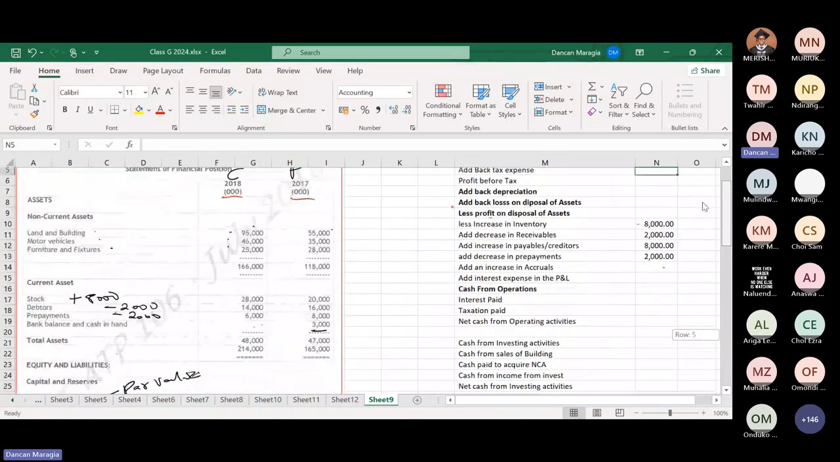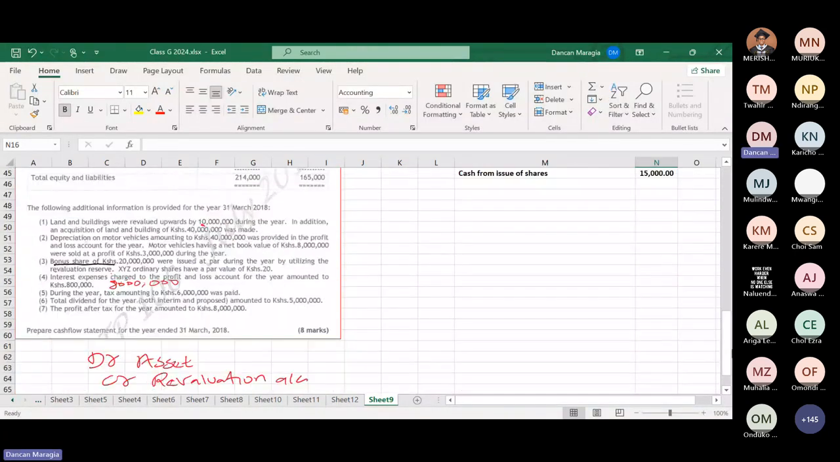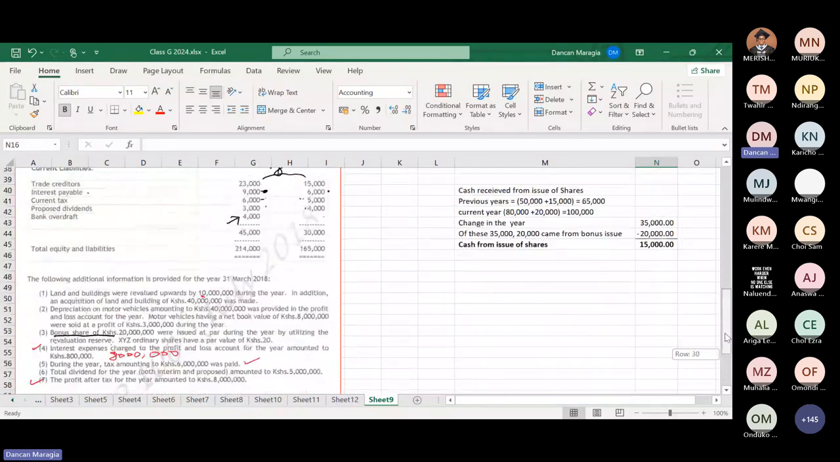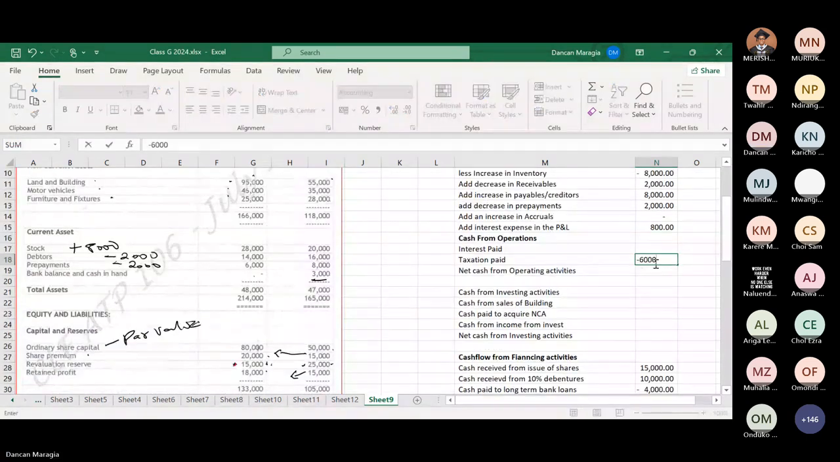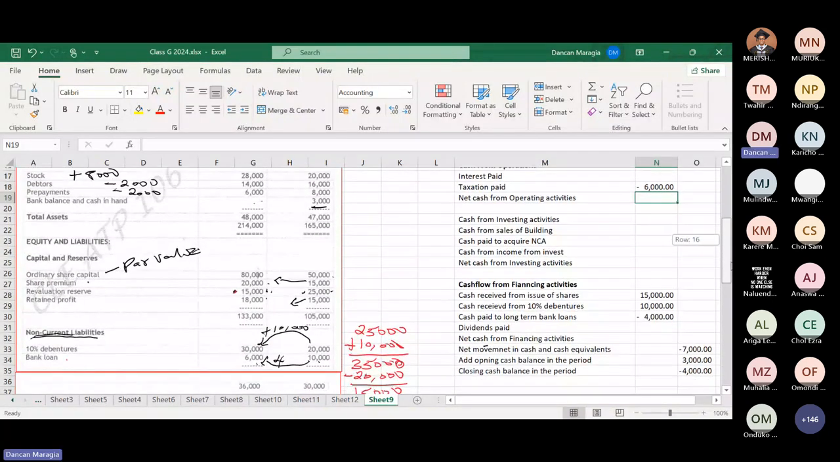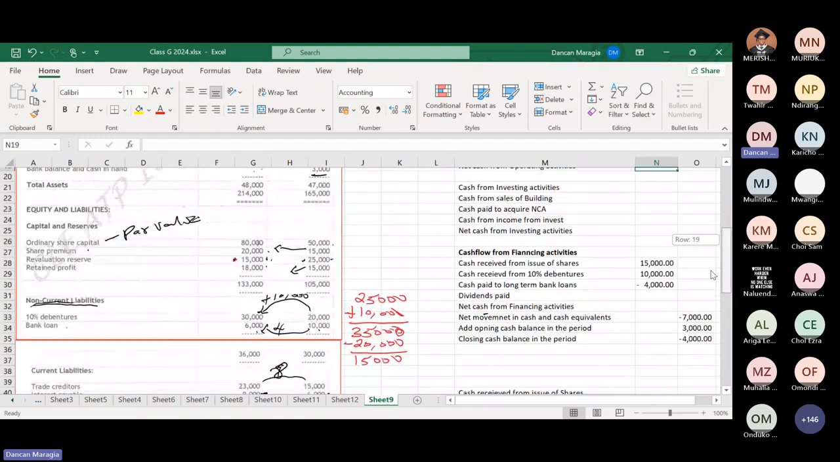So you have tax expense of, let's say, add interest expense in the P&L, 800. Those are figures I'm picking. Hope you are seeing where I'm picking from. Note 4 and note 7. During the year, tax amounting to 6 million was paid. So you go where tax paid is. Not tax expense, tax paid, 6 million. Taxation paid, 6 million. Good. So majorly, the other figures we have remained with are now calculations that we must deal with.